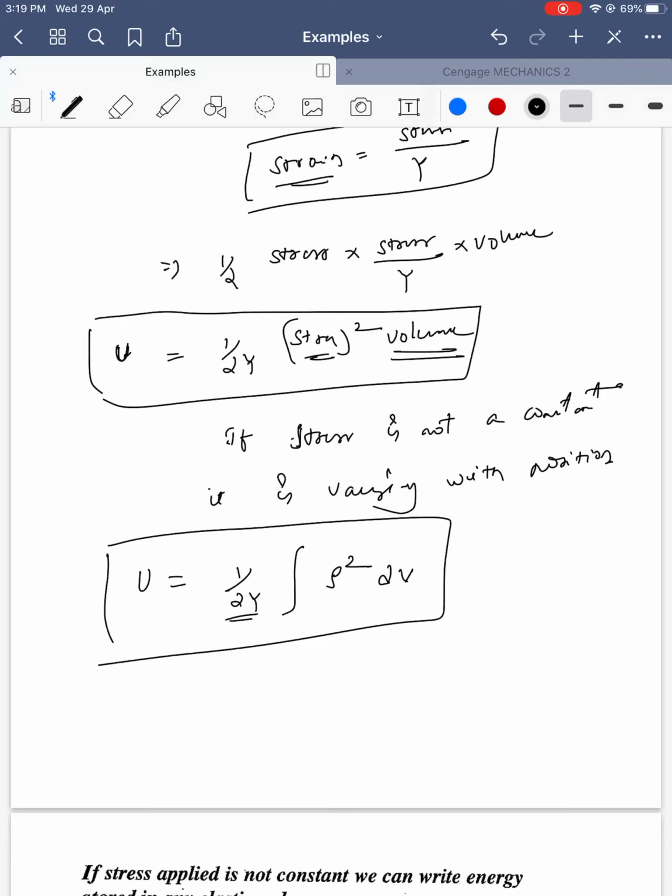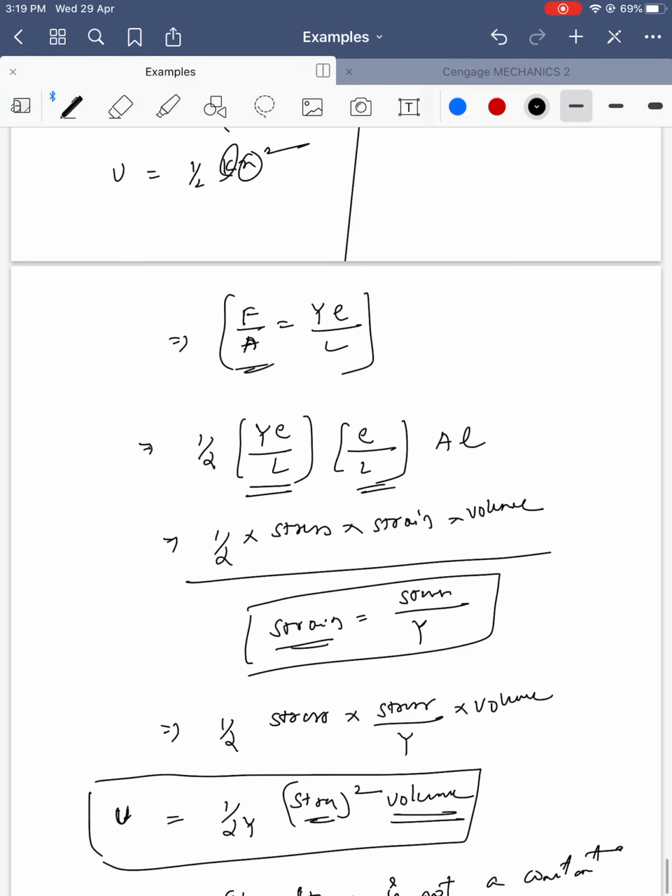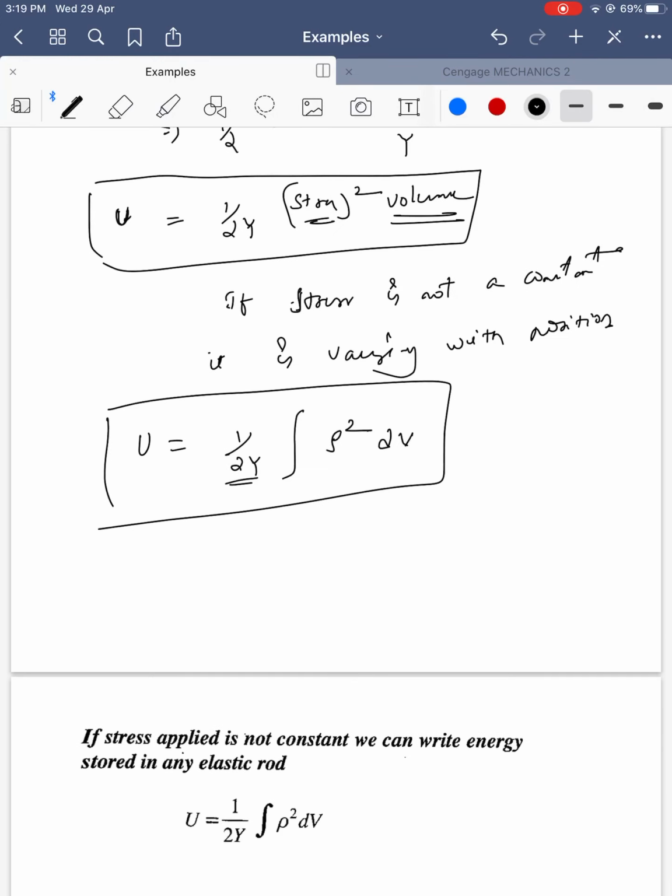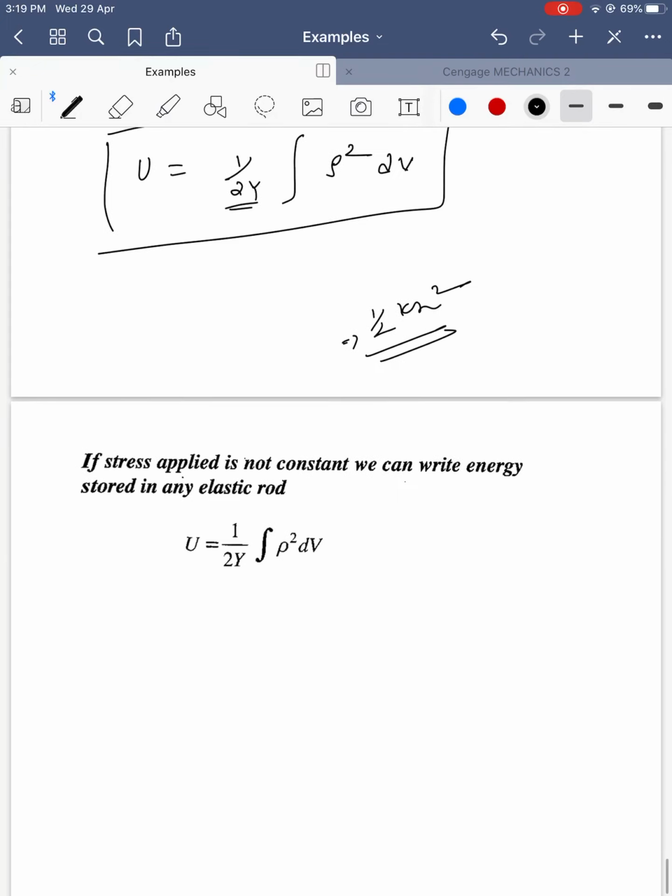So let's do some examples based on it. Remember, all these expressions can be derived from half kx square. K is equal to Ya by L, and x is nothing but elongation. Further, everything can be simplified from it.